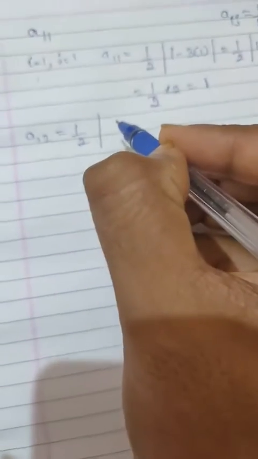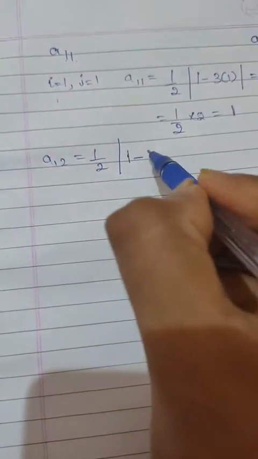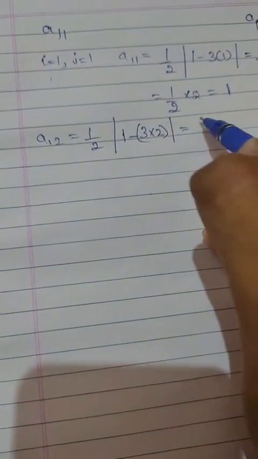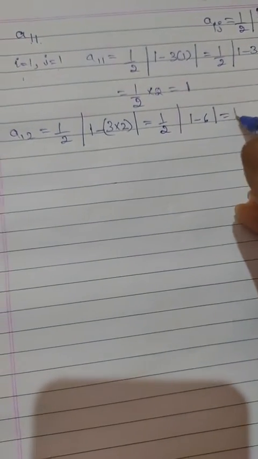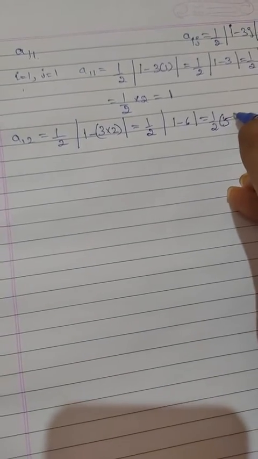This is a11. Now what is the value of a12? Directly go with the general formula, 1 by 2, mod of I minus 3 into j, with j equal to 2, so 3 into 2, right? That is equal to 1 by 2 mod of 1 minus 6, that is 1 by 2 mod of minus 5, so that is 5. The answer is 5 by 2.